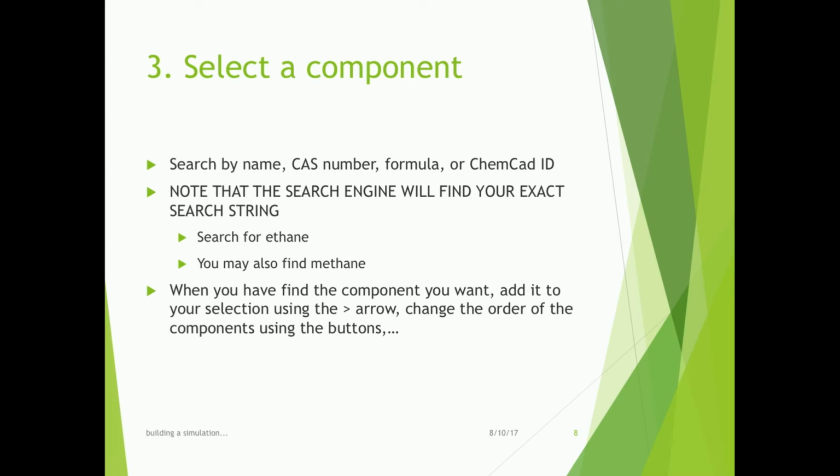Okay, now let's select a component. There's a little search engine in here which we can search by name, Chemical Abstracts Service number, formula, or ChemCAD ID. When you put in a name, the search engine is going to find anything that contains your full name. So if, for example, you search for ethane, you're also going to get methane because it contains the last 5 letters. When you find the component you want, you add it to the selection for the problem by clicking the right arrow.